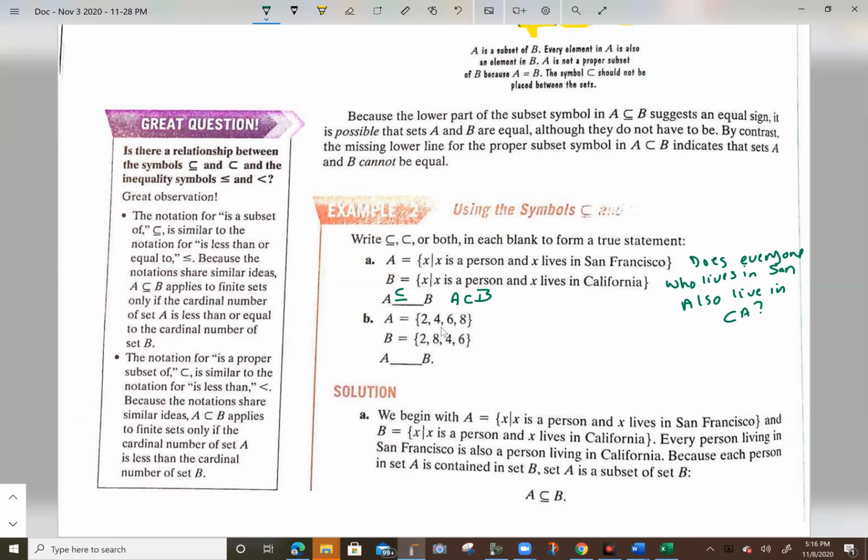And then the second one, A is 2, 4, 6, and 8. B is 2, 8, 4, and 6. Since they contain the same exact elements, A is a subset, but is not a proper subset, because they have the exact same amount of elements.